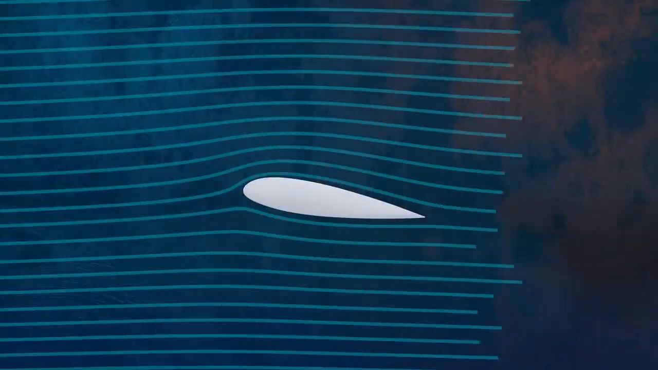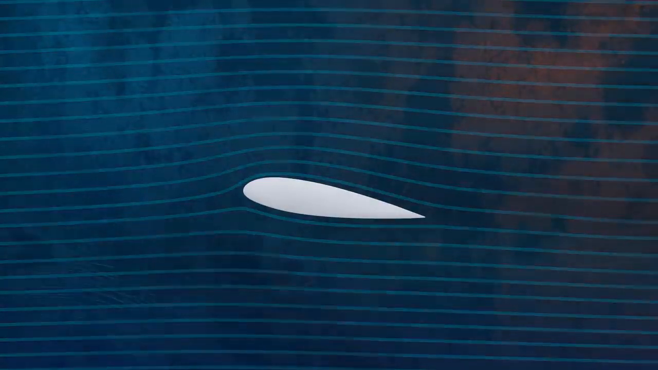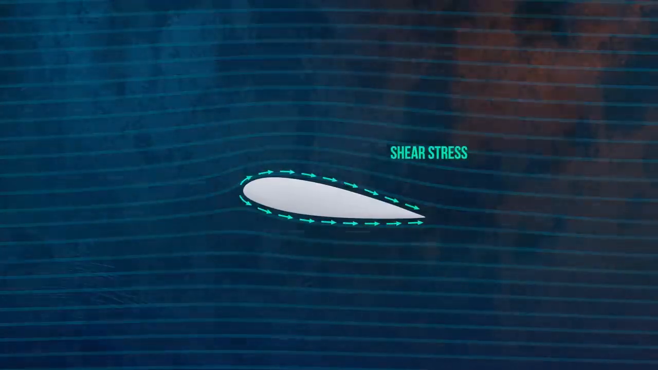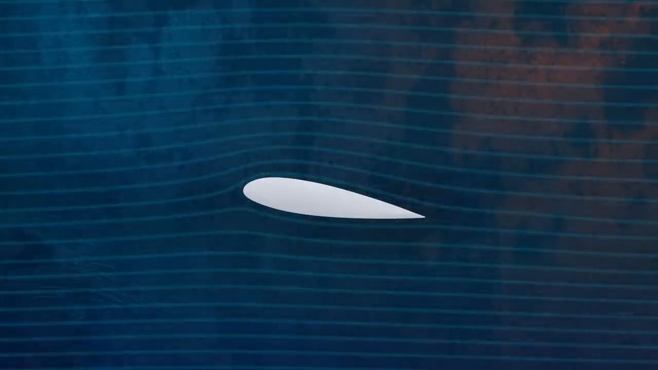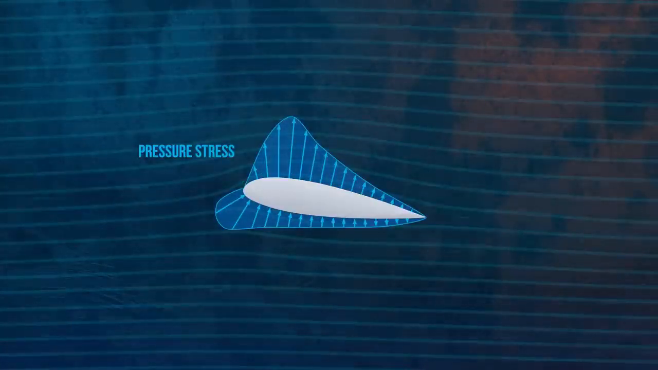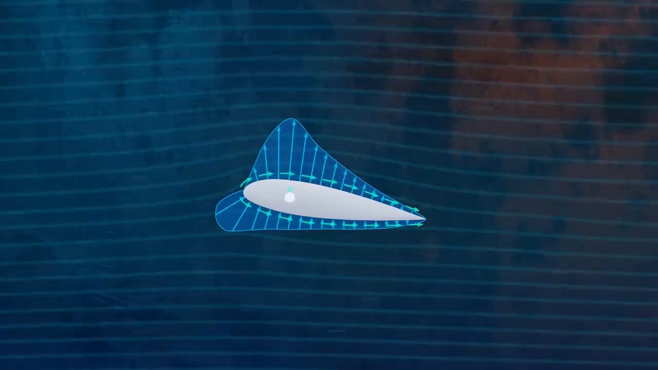So how does a humble teardrop shape generate enough force to lift heavy aircraft off the ground? As the fluid flows around the airfoil, it creates two different types of stress which act on its surface. First, we have the wall shear stresses. These stresses act tangential to the object's surface and are caused by the frictional forces that act on the airfoil because of the fluid's viscosity. Then we have the pressure stresses. They act perpendicular to the object's surface and are caused by how pressure is distributed around it. Lift is the resultant of these two stresses in the direction perpendicular to the flow.